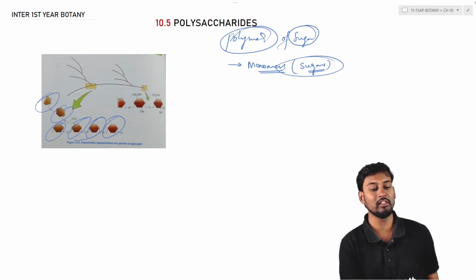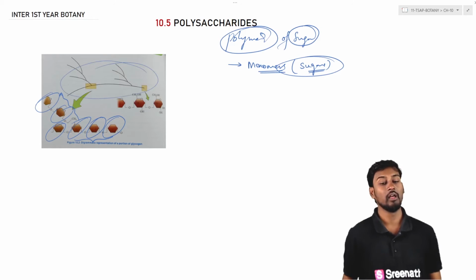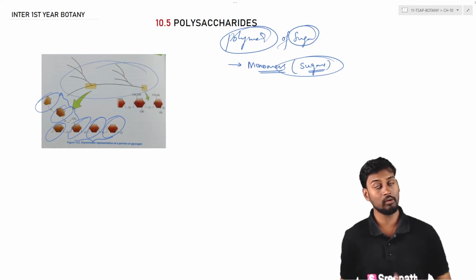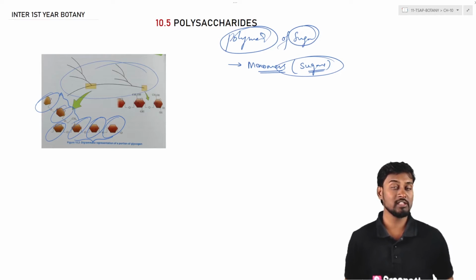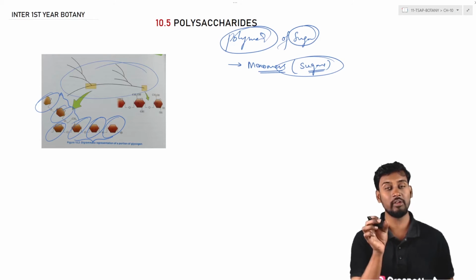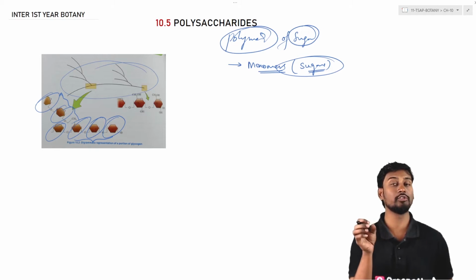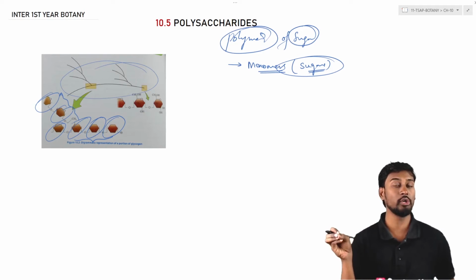We can see this is the linear form of the polysaccharide, and here we can see the branching form of the polysaccharide. So this is the line diagram, and this is the diagram generally representing the glycogen molecule. Glycogen is a polymer, a storage form of polymer of sugars within the animal. Here, each individual monomeric sugar molecule is joined by means of a bond called the glycosidic bond.